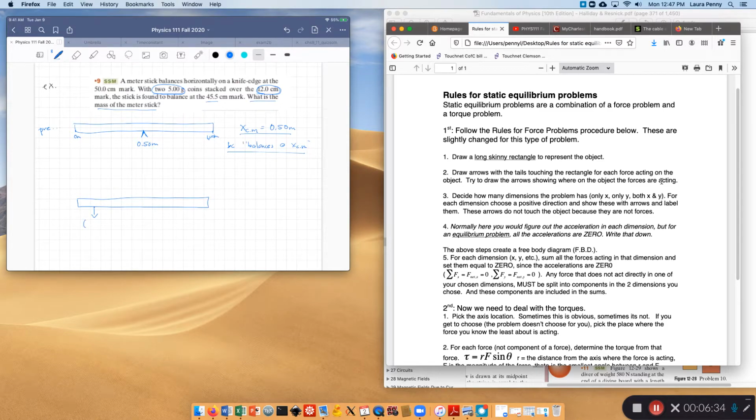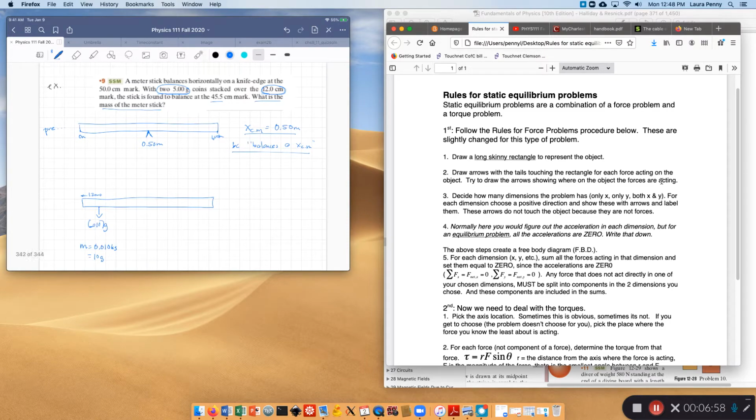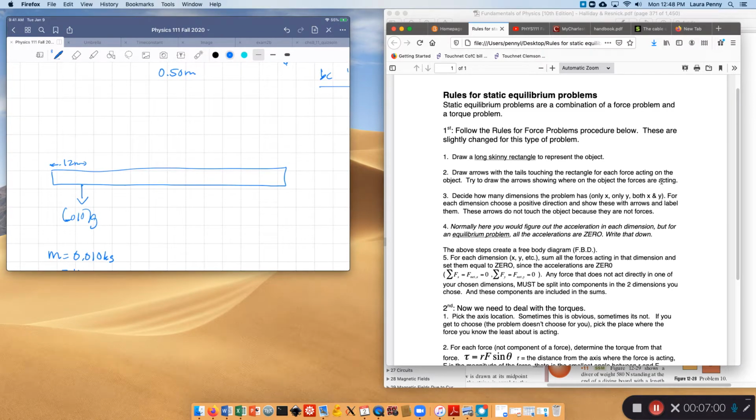there's 10 grams, right? There's 0.01 kilograms times G pushing down at that location. So the mass here is 0.01 kilograms, or 10 grams. And this is 12 centimeters from here to here. Let's blow that up a little bit. So from the end of this to here, that's 0.12 meters.